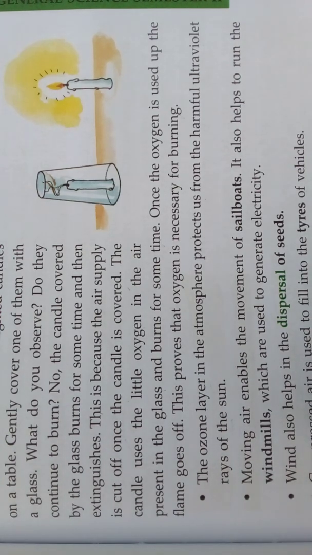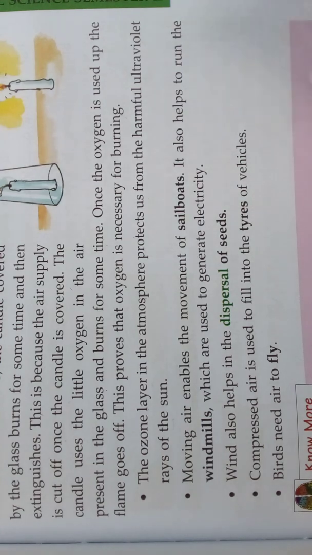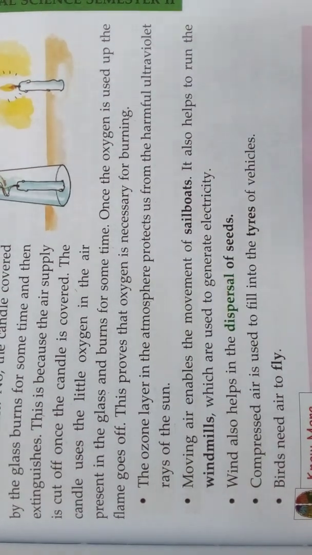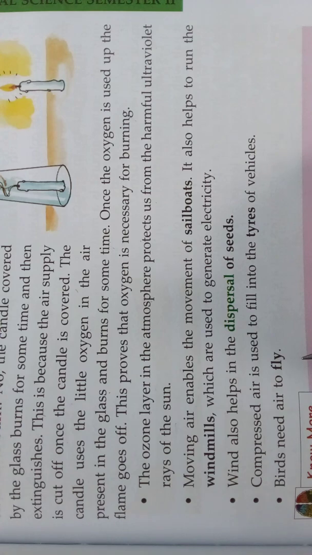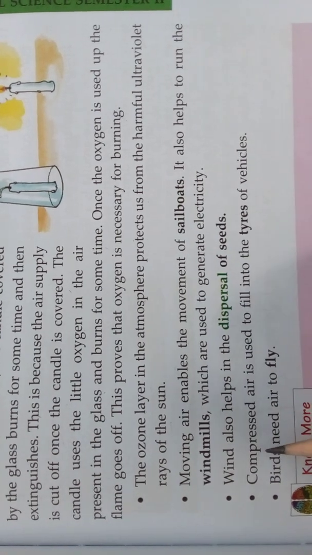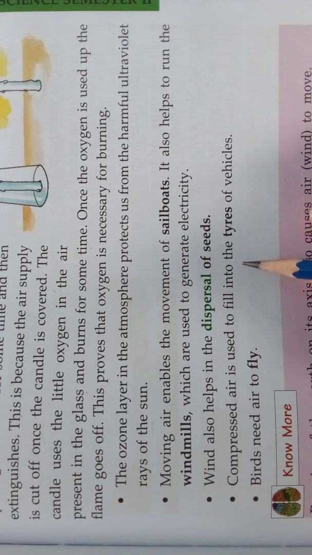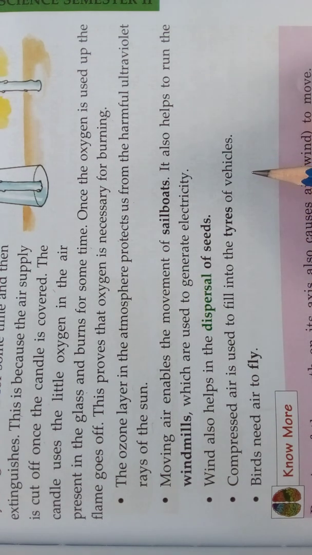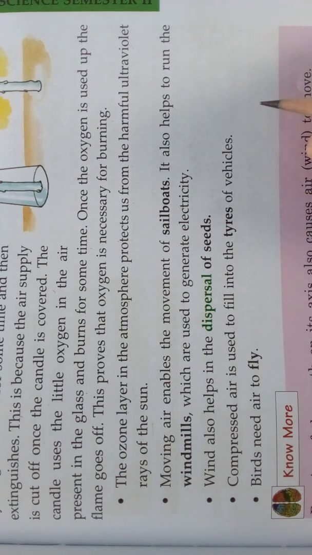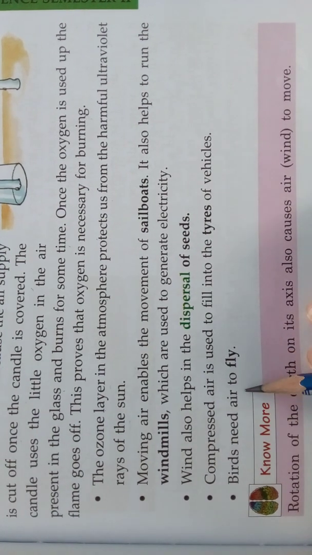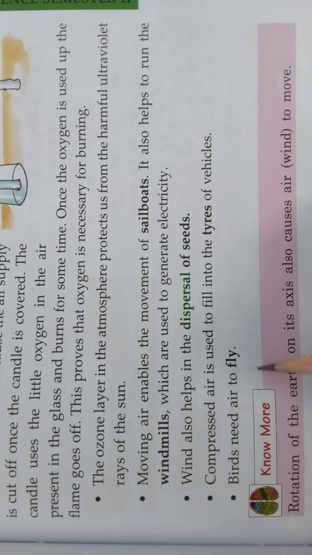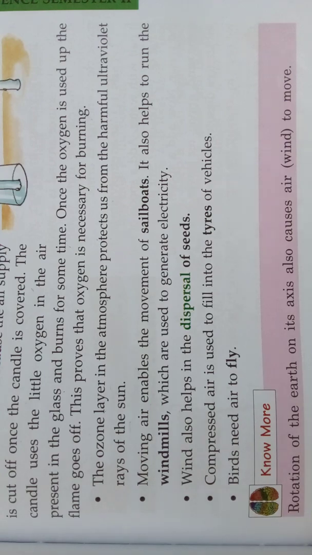Wind also helps in the dispersal of seeds. You know, seeds are dispersed by wind and water from one place to another. Compressed air is used to fill the tires of vehicles, cycles, and air balloons. And birds need air to fly. So, these are some of the uses of air.